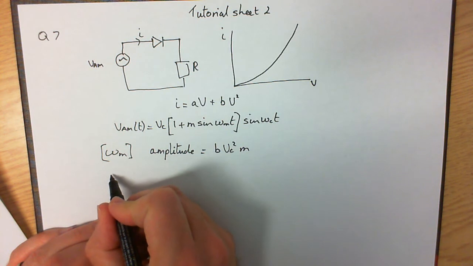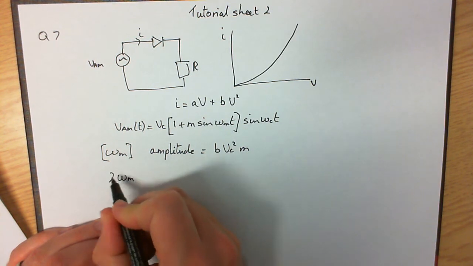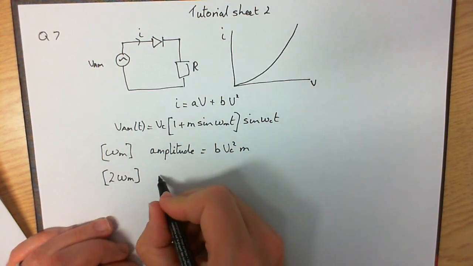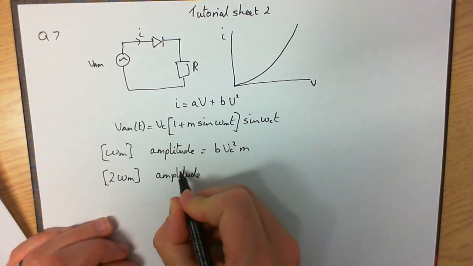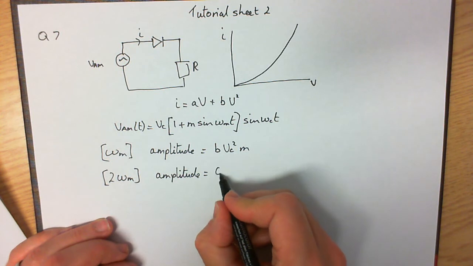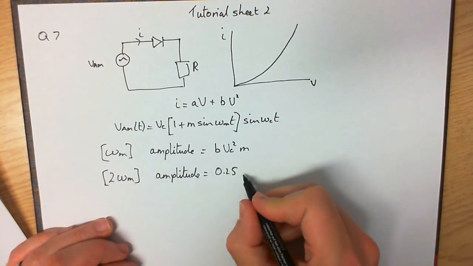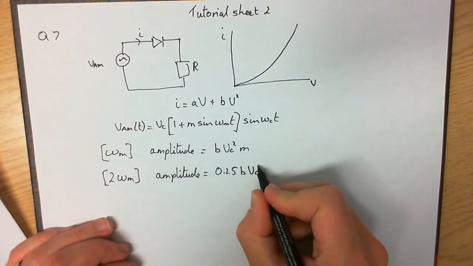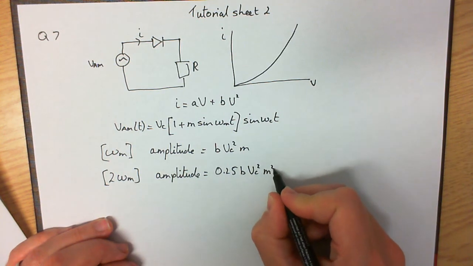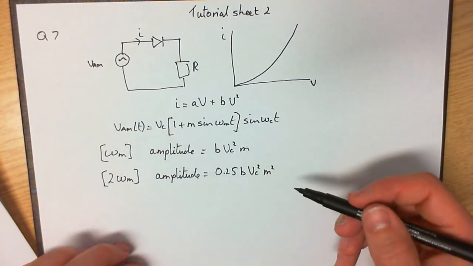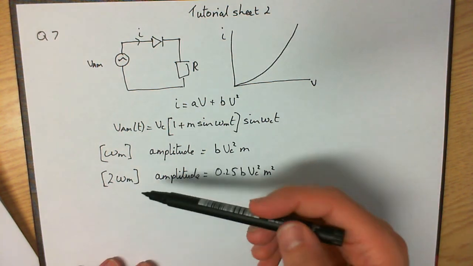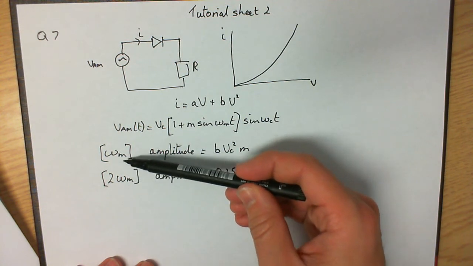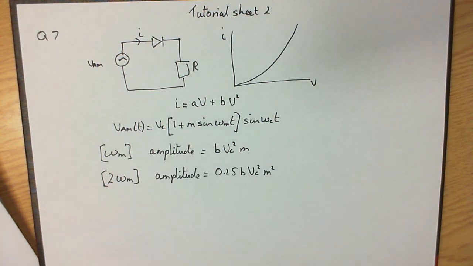And we also get a component at 2ωm, which has an amplitude equal to 0.25 B VC² m². So what we're trying to work out here is what is the maximum index if the distortion between the second harmonic to the first harmonic can be no greater than 10%.